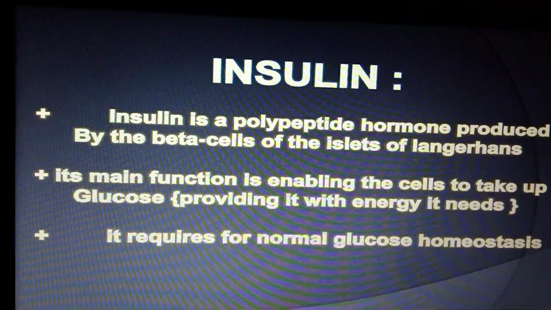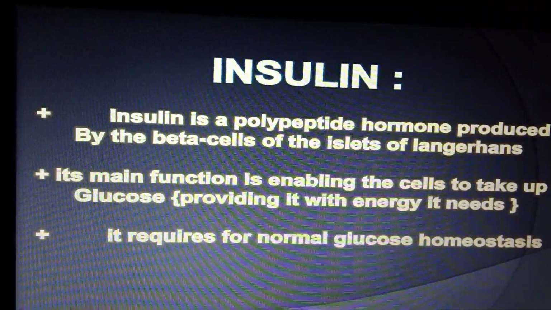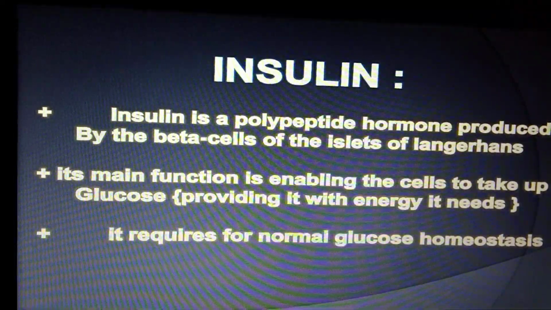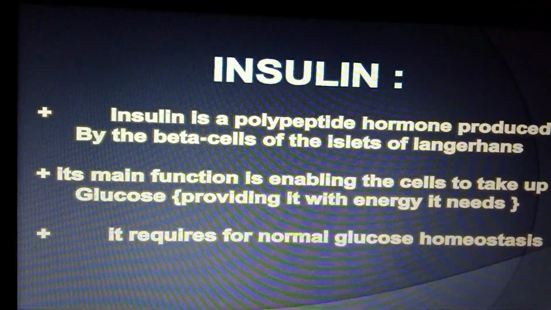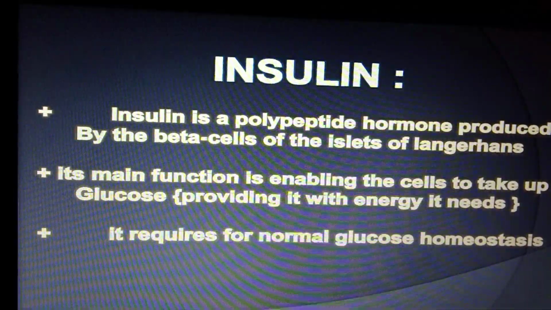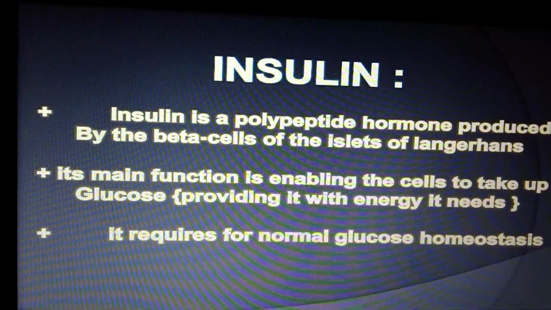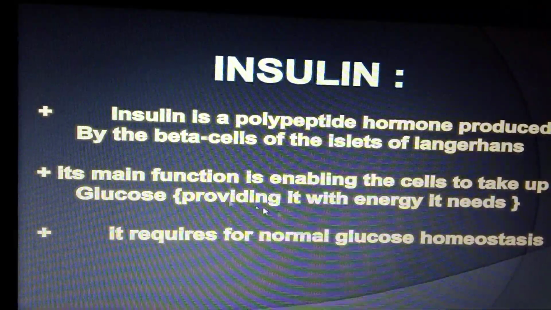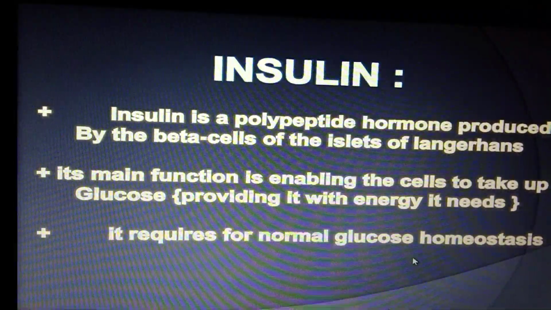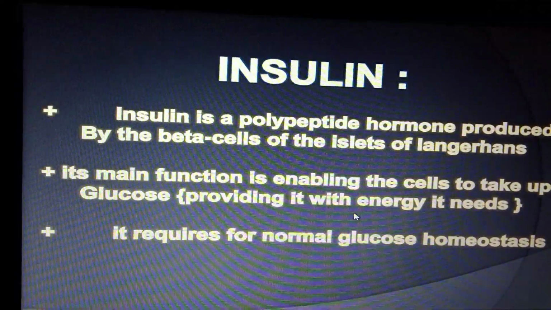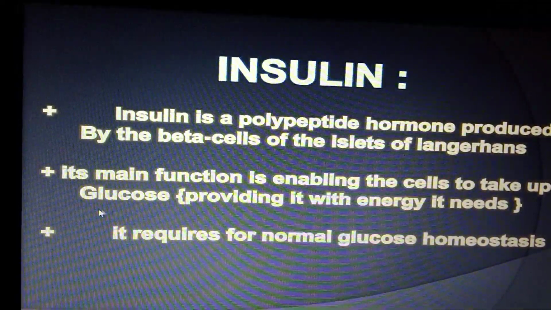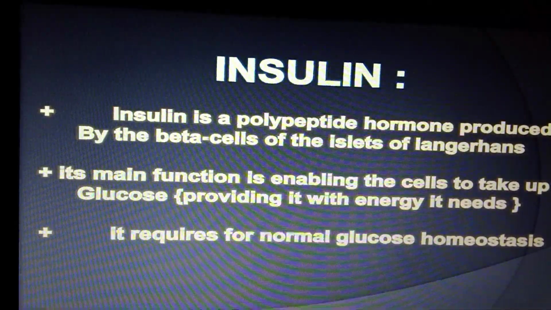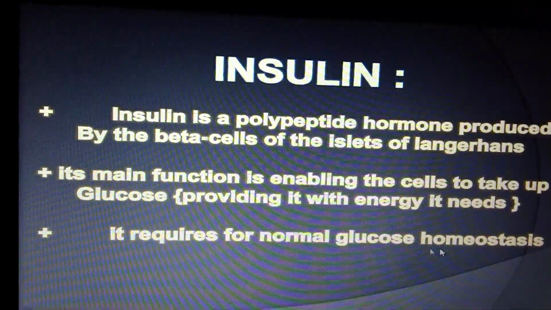Insulin is a polypeptide hormone produced by the beta cells of the islets of Langerhans. Its main function is enabling the cells to take up glucose, meaning providing them with the energy they need. The main function of glucose is to provide energy. It is required for normal glucose homeostasis. What is homeostasis? Homeostasis means to maintain the normal glucose level.